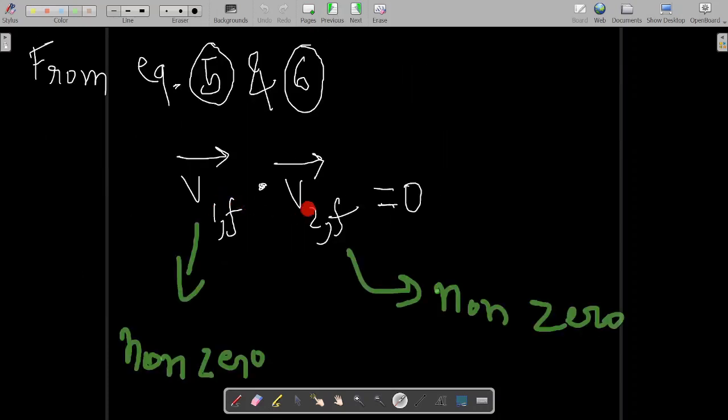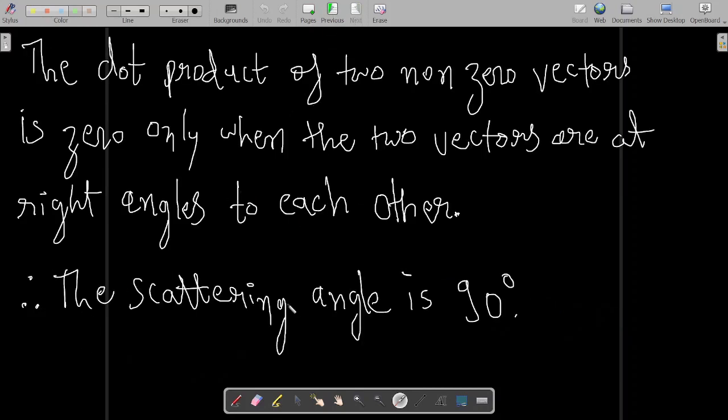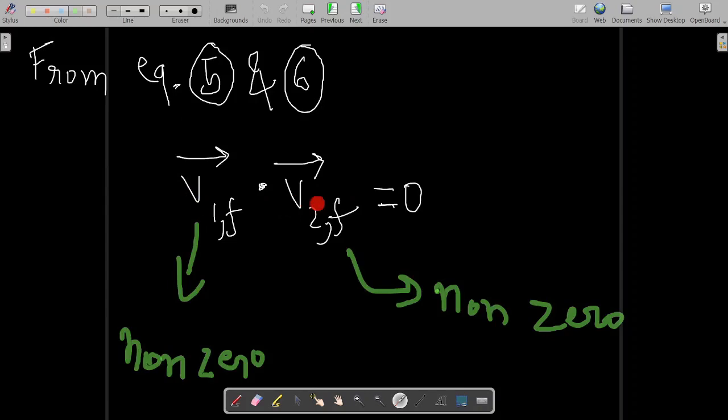So this vector and this vector are at 90 degrees to each other. Therefore the scattering angle is 90 degrees. You can have a look. These two vectors make a 90 degree angle with each other.